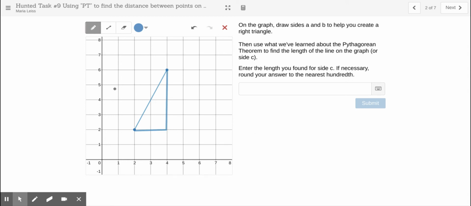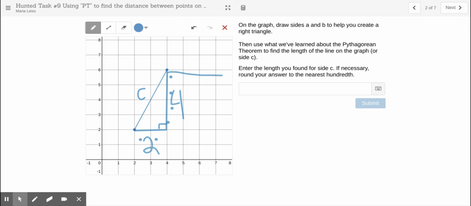So here's what we have. We have this right triangle now. Notice the right angle is right here. This point that's inside the triangle is always pointing to side C, so I know automatically that this is my side C. That makes these two sides A and B. So if I look at the length of this side, it's 1, 2, 3, 4 units long. So I know that A equals 4. The length of this side is 2 units long. So I know that B equals 2.